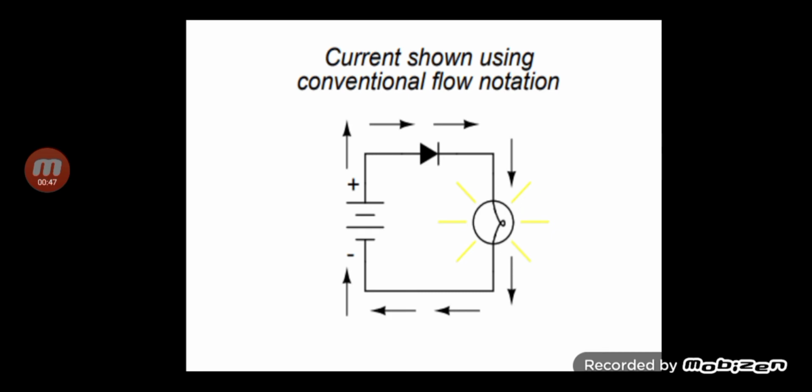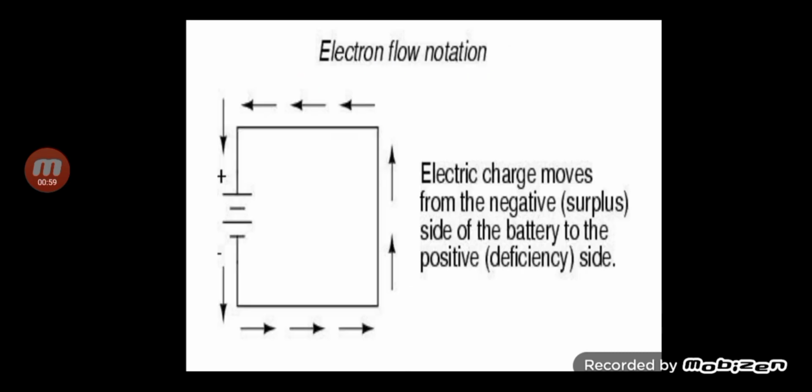Here is the current shown using conventional flow notation. You can see the arrow starts from the positive side of the battery and moves towards the negative side of the battery. But when we are talking about electron flow notation, electron flow is the right one, as we all know that it is actually the electrons that can move, because protons are positively charged and tightly packed.